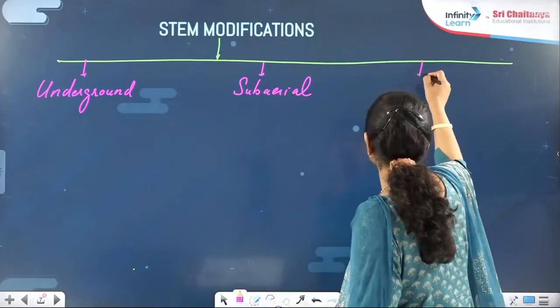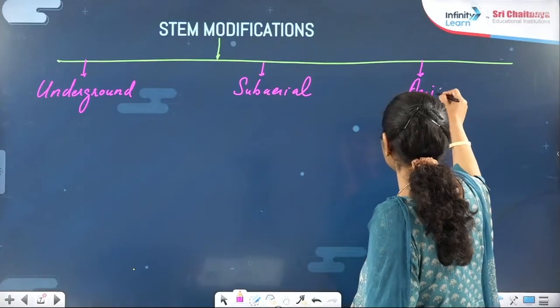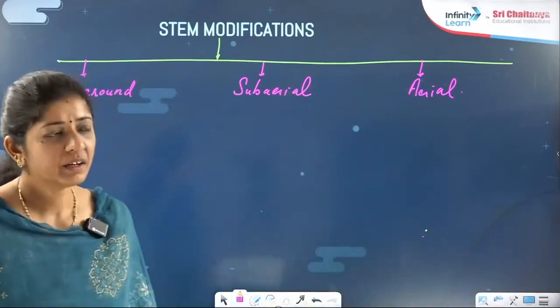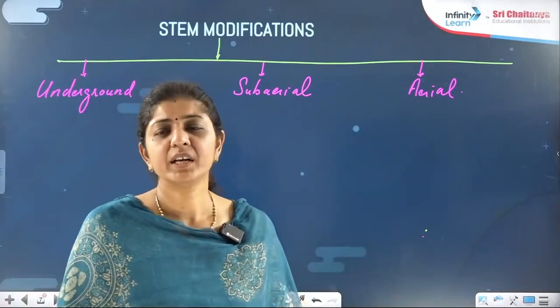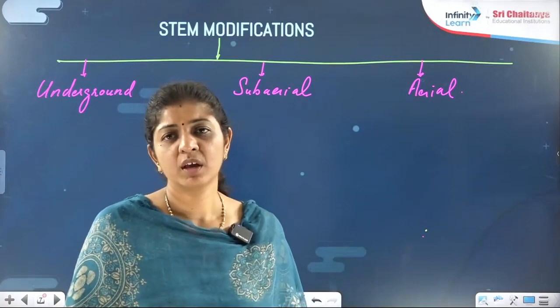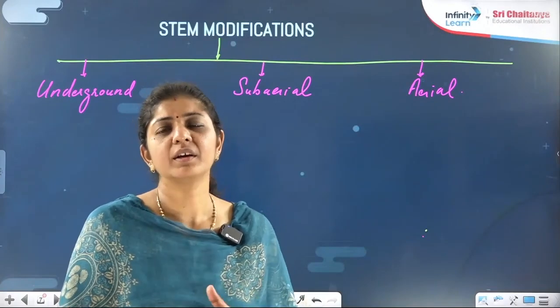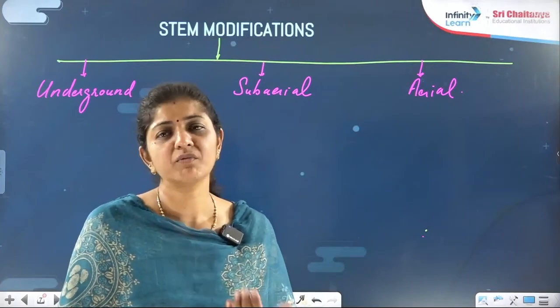Then after that, aerial stem modification. These three headings are there. And see, this topic has been deleted from your NCERT book. But it's still very important, asked here and there in different chapters in one way or another.